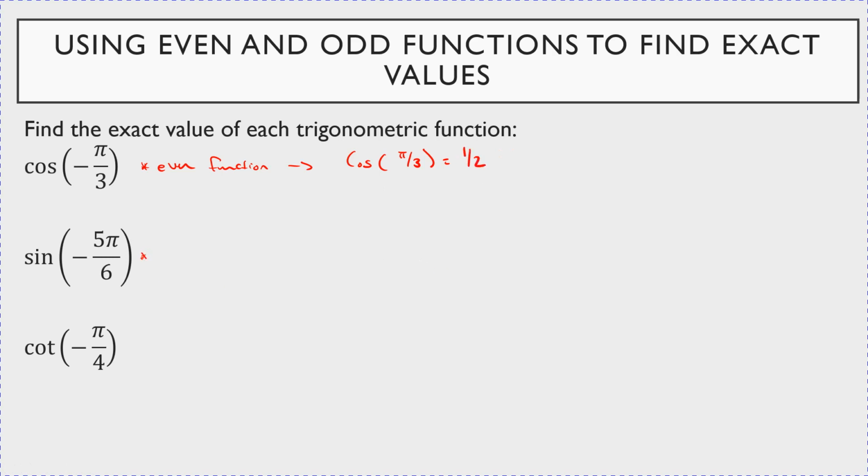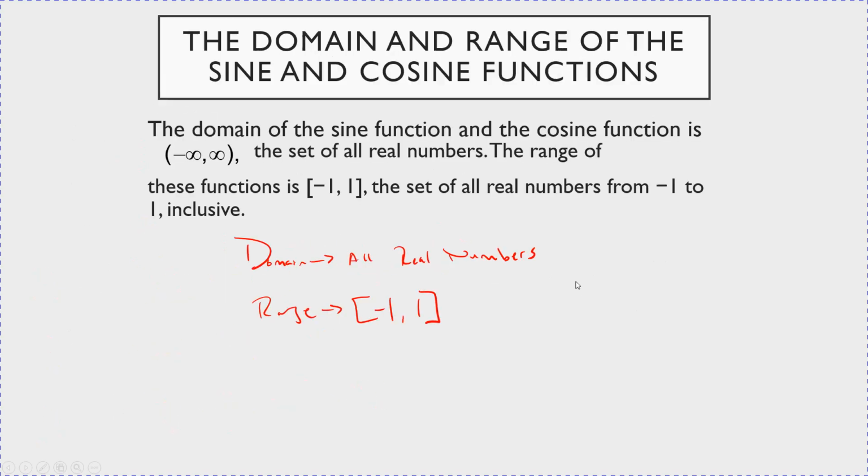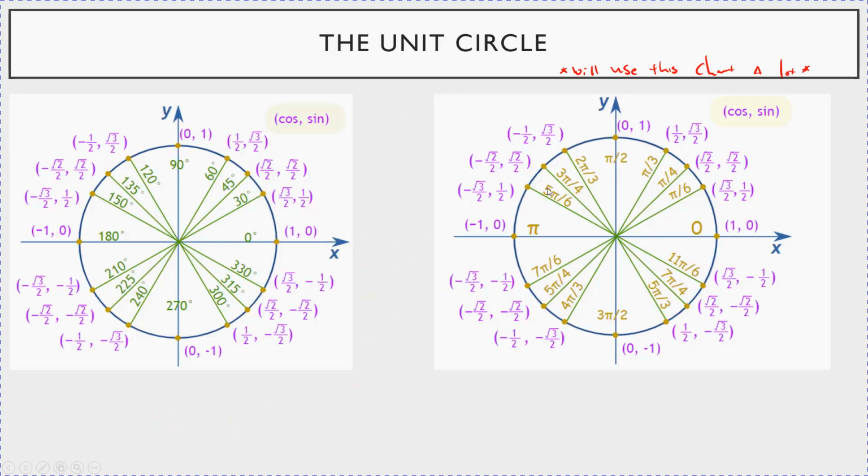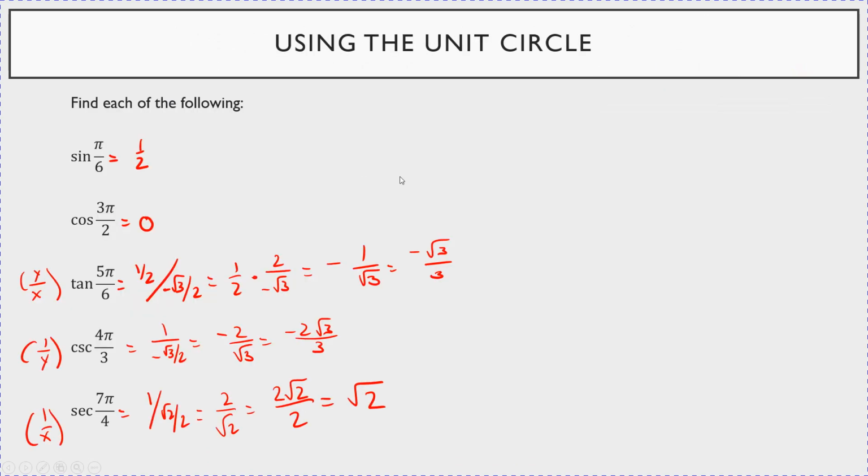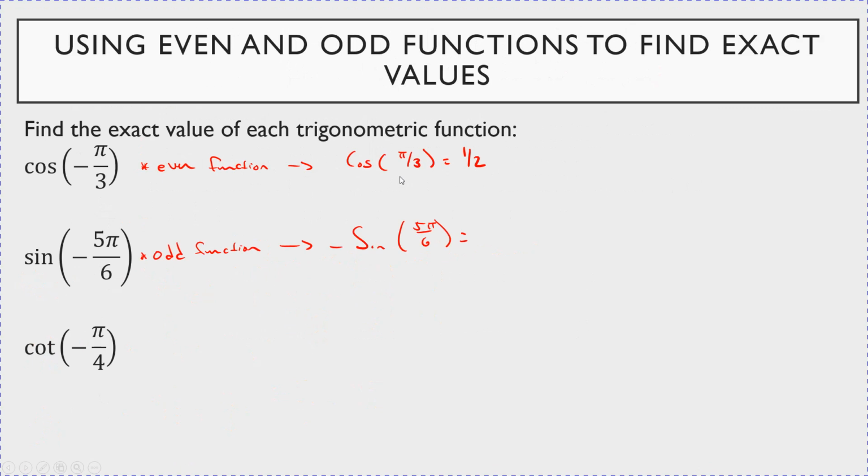Sine is an odd function, so this is equal to minus sine of 5 pi over 6. You're just going to go back on the unit circle and look for 5 pi over 6. So 5 pi over 6, boom. Sine here is the y value, so it's 1/2. Then don't forget you have this negative out here.